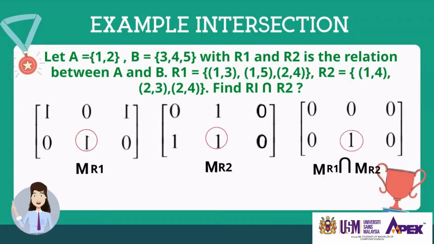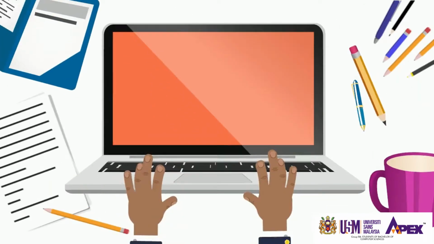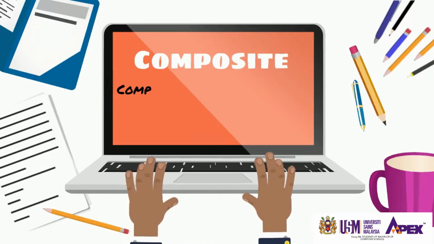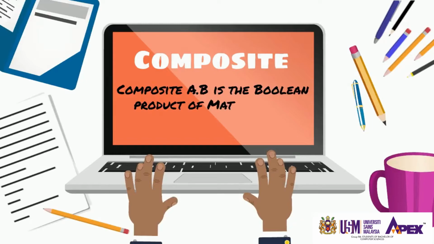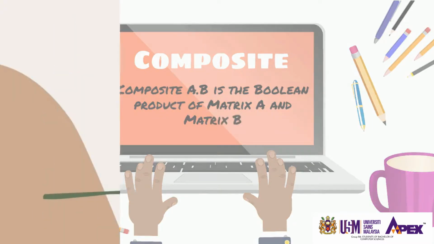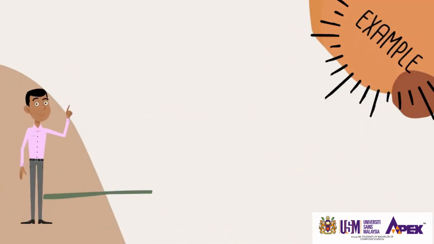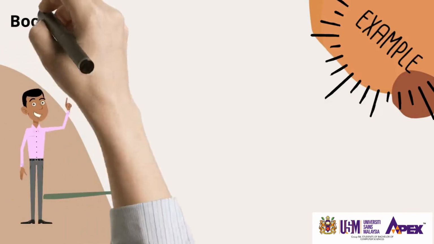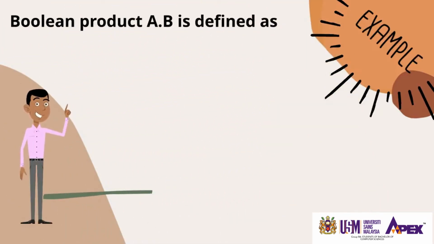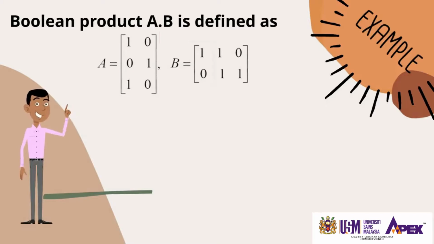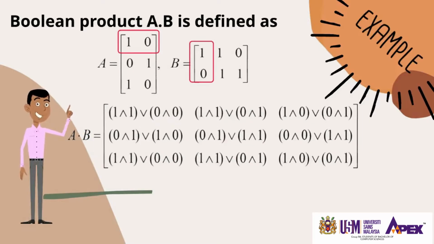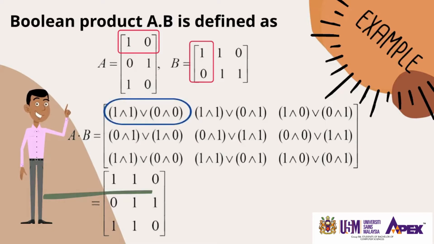Composite. Composite AB is the Boolean product of matrix A and matrix B. Example for composite. The Boolean product A composite B is defined as each element in row A intersecting with each element in column B. Then the elements of the intersection will go through the union operation.